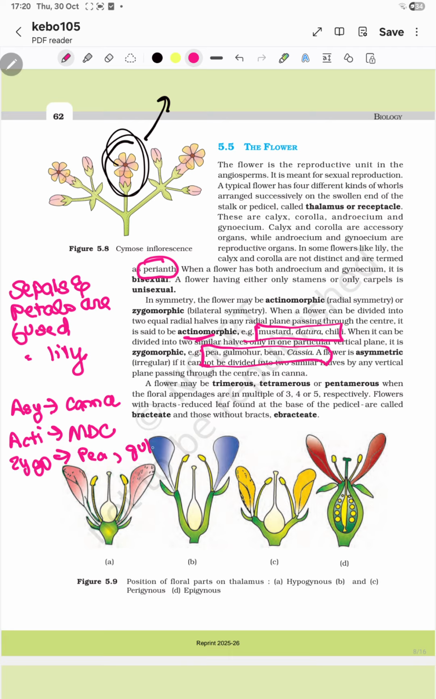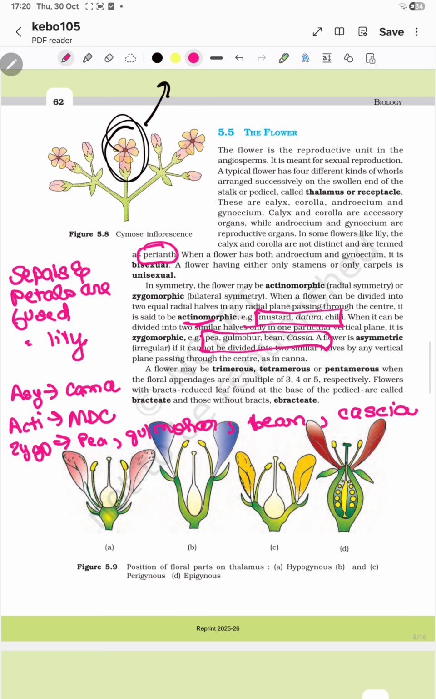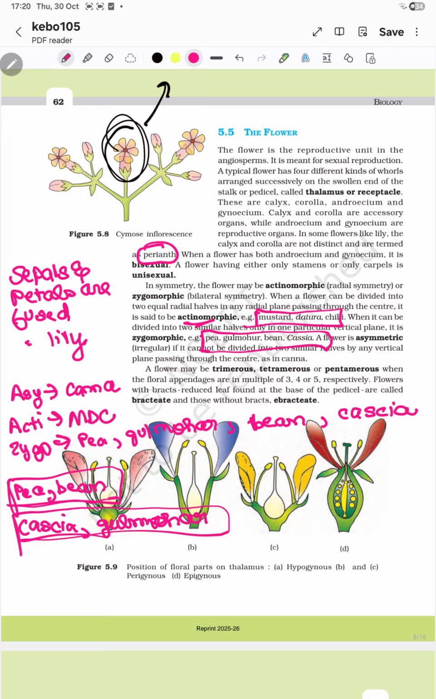A point to be noted is, I don't know whether it is supposed to be remembered like this, but this is how I used to remember. If pea is there in some example, bean also will be with pea, and cassia and gulmohar also the same thing. So these have an association. So if you forget an example, like if they ask you to give two examples of a zygomorphic flower, you remember pea, gulmohar, but you don't remember the other. Remember, bean always comes with pea. Like that.